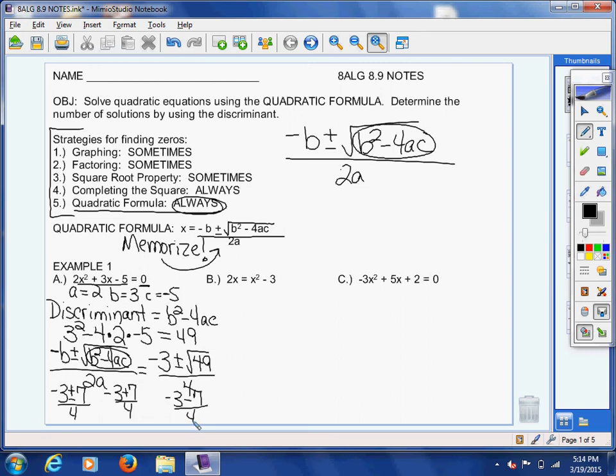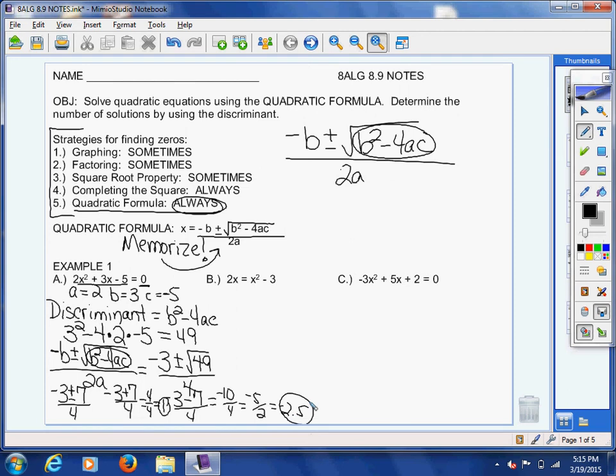Okay, so let's start with this one right here. Negative 3 plus 7, that's positive 4. And then what's 4 over 4? 1. So there's one of your zeros right there. All right, so let's get to the next one. Negative 3 minus 7. That's negative 10 over 4, which if you reduce it, is just negative 5 over 2 or negative 2.5. So our two x-intercepts are going to crisscross at 1 and then again at negative 2.5. Those are our two answers.